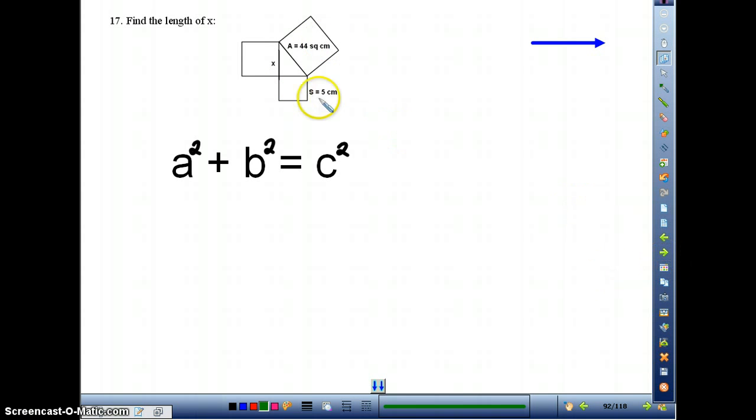Look at what they gave you. Here is a side length of 5. This is not a side length. That's an area. They've already taken your side C and squared it for you. C squared actually equals the 44. So plug that in for your C squared. Do not take 44 and square it. It's already been squared for you. So C squared is 44.